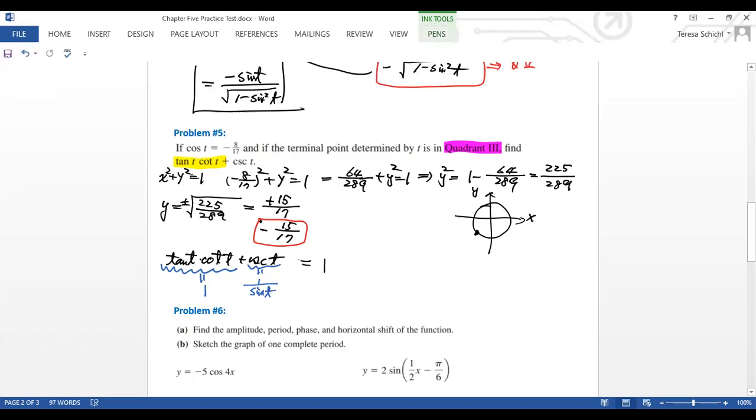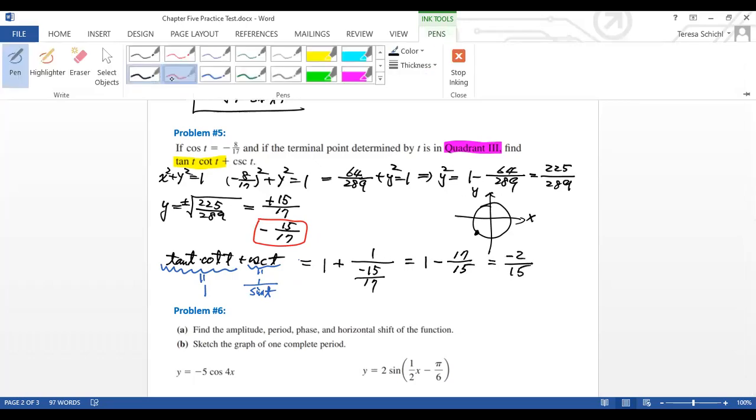Sine t is y's, right? So it's 1 plus 1 over negative 15 over what? 17 here. Now you flip. So this will be 17 over 15. Correct? So now what is the answer here? It's negative 2 over 15 here.